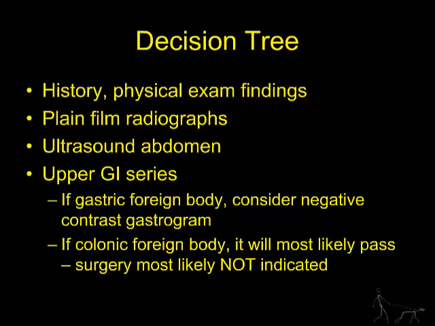Keep in mind, however, that if a gastric foreign object is suspect, consider doing a negative contrast gastrogram. By shooting opposite lateral views and a VD view with gas within the stomach, oftentimes one can outline and diagnose an intraluminal foreign object within the stomach. This does not work if the foreign object is within the small bowel.